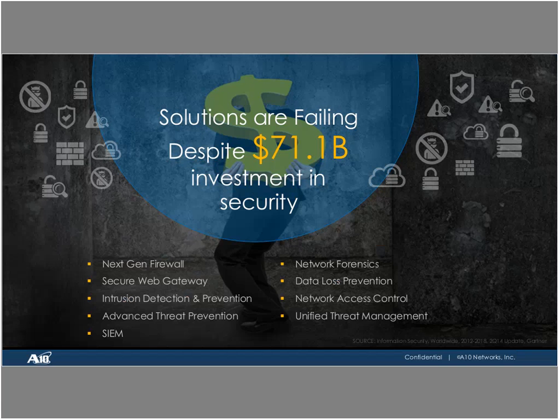And what does this mean? That means that our collective $71 billion plus investment in cybersecurity is failing. So organizations that have invested in next generation firewalls and in secure web gateways, intrusion detection and prevention solutions, advanced threat prevention and protection solutions like virtual sandboxing solutions like FireEye, security information and event management products, SIEMs, network forensics, DLP or data loss prevention, network access control, and unified threat management.